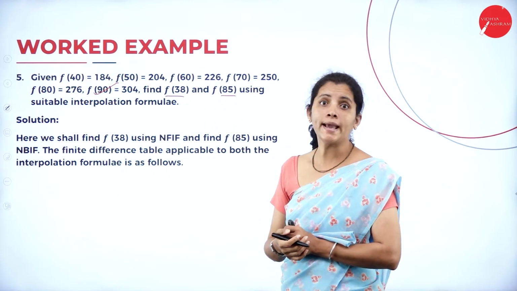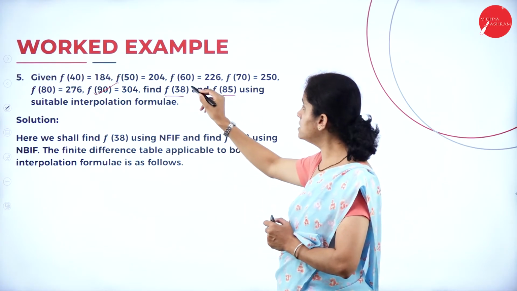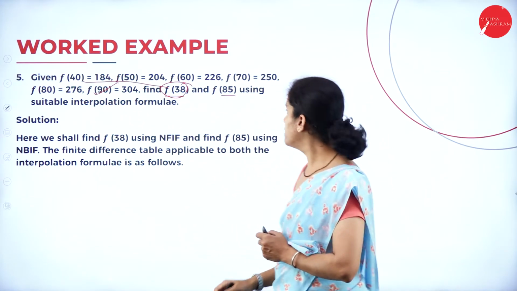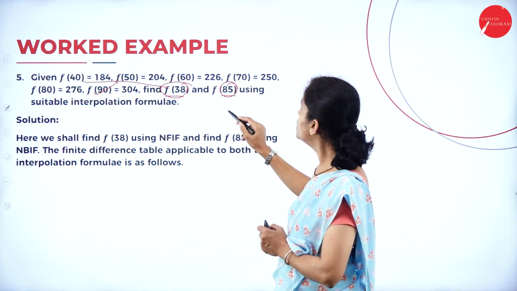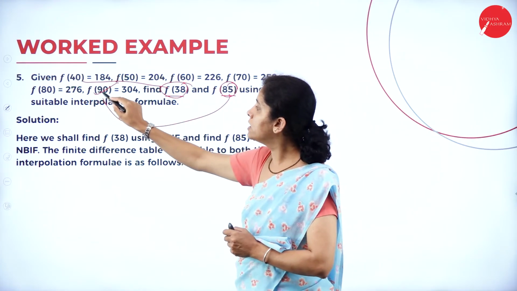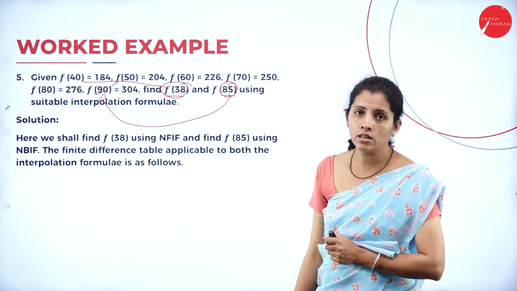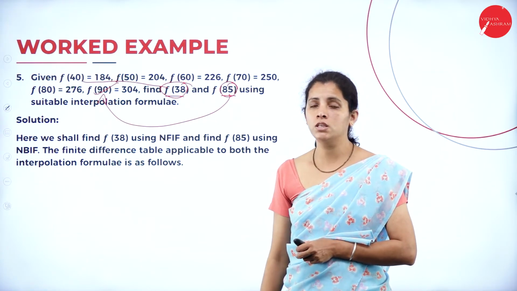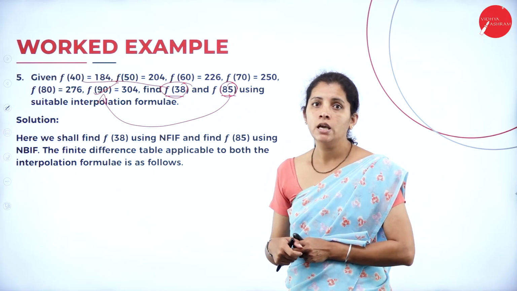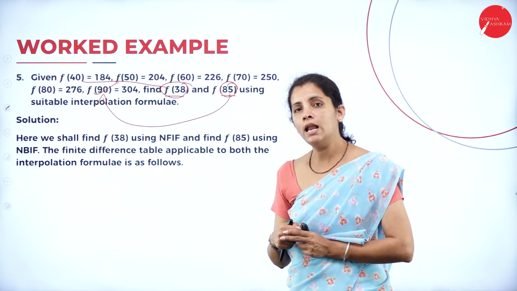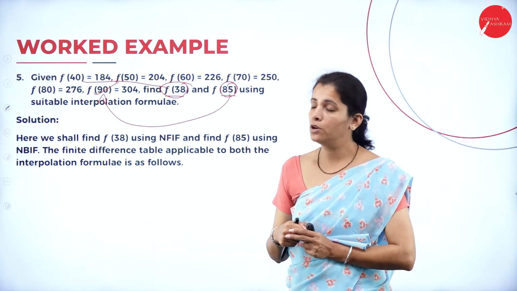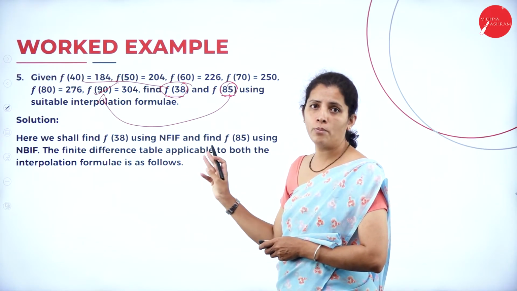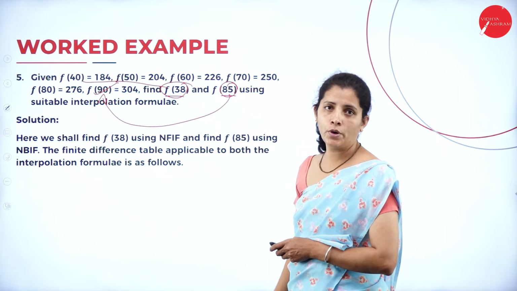Okay, I have two x values. If I consider the first value, it is nearer to 40, and if I consider the second value, it is nearer to 90. So what are the formulas I need to use? I want to use both Newton's Gregory forward interpolation formula as well as the backward interpolation formula. So I'm going to use both formulas for this single question.